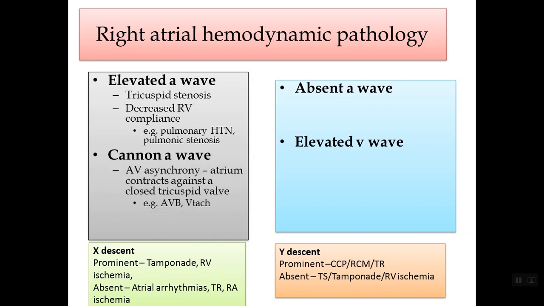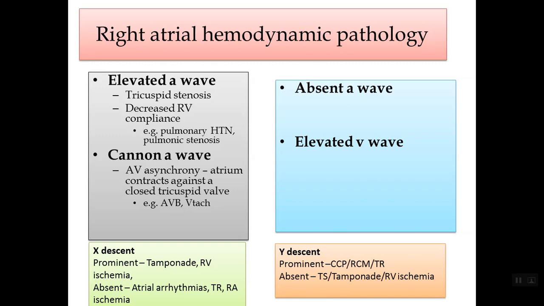The Cannon A wave is when the atrium and ventricle contract together, and so the valve is closed. Therefore, you have the contraction of the ventricle and the contraction of the atrium giving you a high wave. Sometimes you get irregular Cannon waves in a patient with AV dissociation, and you can diagnose this at the bedside. Put your hand on the pulse and look at the neck waves. You'll find every now and then a big wave. That's a Cannon wave.